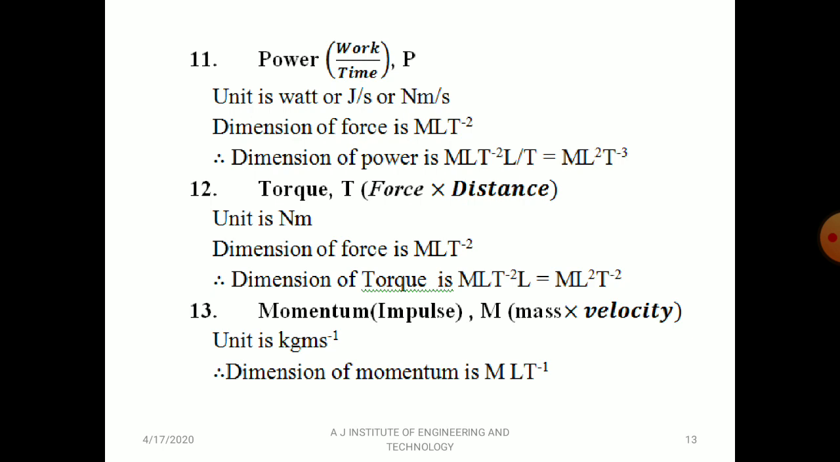Next, momentum, or it is called impulse. That is represented by capital M. It is given by mass into velocity. The unit of mass is kg, the unit of velocity is meter per second. So your overall unit for momentum or impulse is kg meter per second. So the dimension of momentum is M into L into T to the power minus 1, replacing kg by capital M, meter by L, and second to the power inverse by T to the power minus 1.